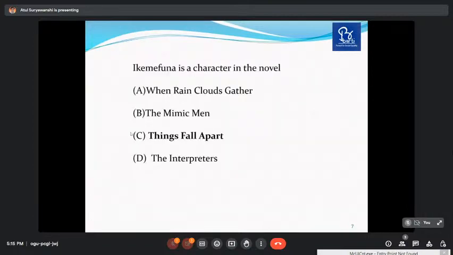So the next question is associated with African literature. Ikemefuna is a character from which novel? When Rain Clouds Gather, The Mimic Men, Things Fall Apart, and The Interpreters are the four options given here. So Ikemefuna is a character from the novel Things Fall Apart by the famous African writer Chinua Achebe.